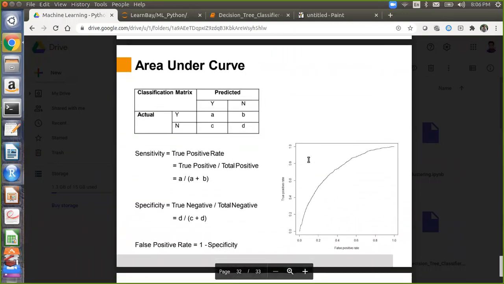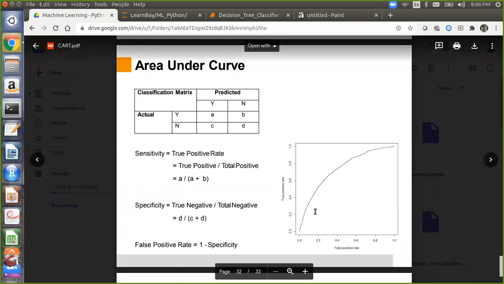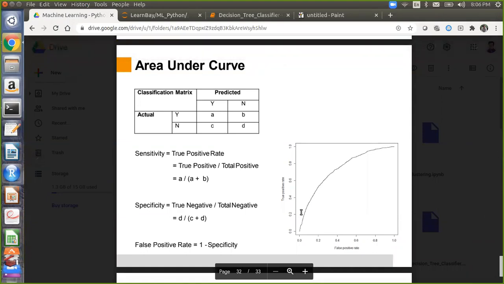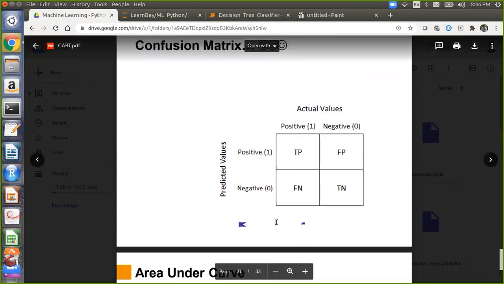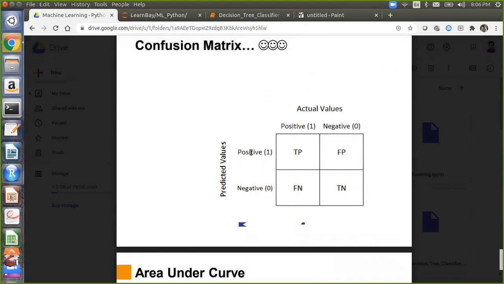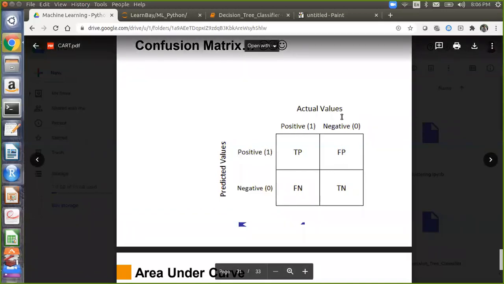Now another important metric is area under the curve, also known as AUC. Before we discuss AUC, it is a curve that gives you the idea about the false positive rate and true positive rate. So what is false positive, guys? Where the value is positive, but you have predicted it as 0. So that is false positive. Actually it is 1, but you have predicted it as 0.